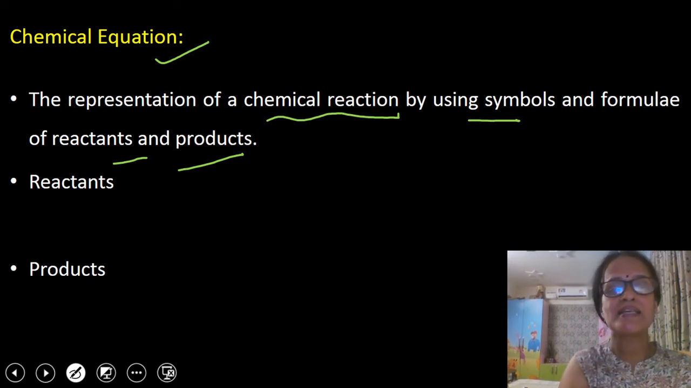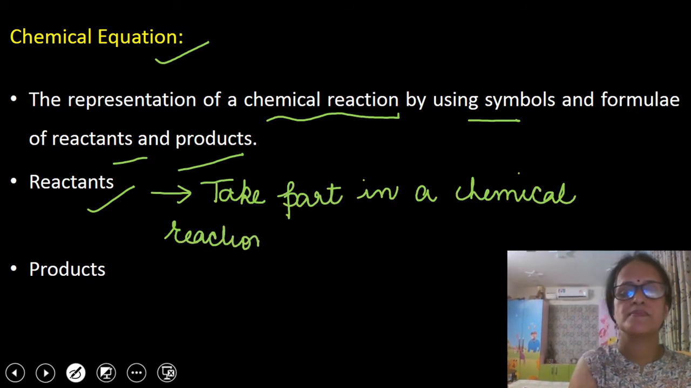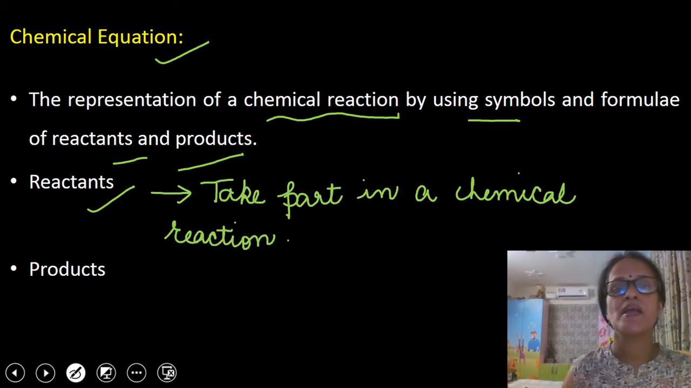So now we will see what are reactants. Students, reactants are those substances which take part in a chemical reaction. Reactants are written towards left-hand side of the arrow. And if more than one reactants are present, a plus sign is used between them.